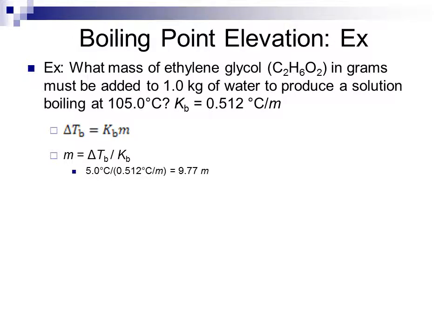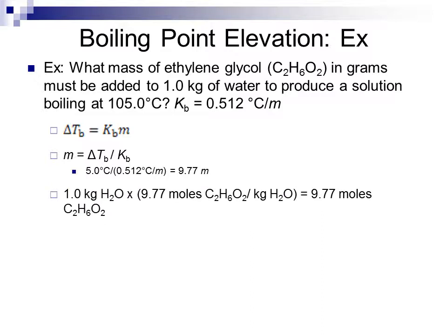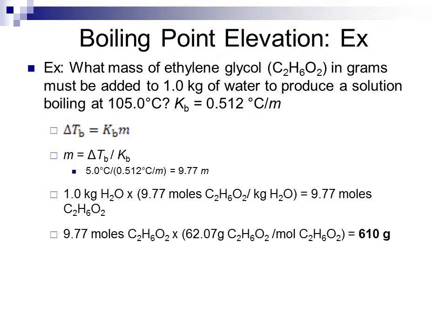So we divide 5 degrees Celsius by the constant 0.512 degrees Celsius per molal, and this gives us a solution that is 9.77 molal. We take our 1 kilogram of water, multiply it by 9.77 moles per kilogram of water as the molal concentration expressed in moles per kilogram, and this gives us 9.77 moles of ethylene glycol. To find the mass that is needed then, we can take our 9.77 moles of ethylene glycol, multiply it by the molar mass of ethylene glycol at 62.07 grams per mole, and we wind up with a total of 610 grams needed to create a molal solution that accomplishes this boiling point elevation.